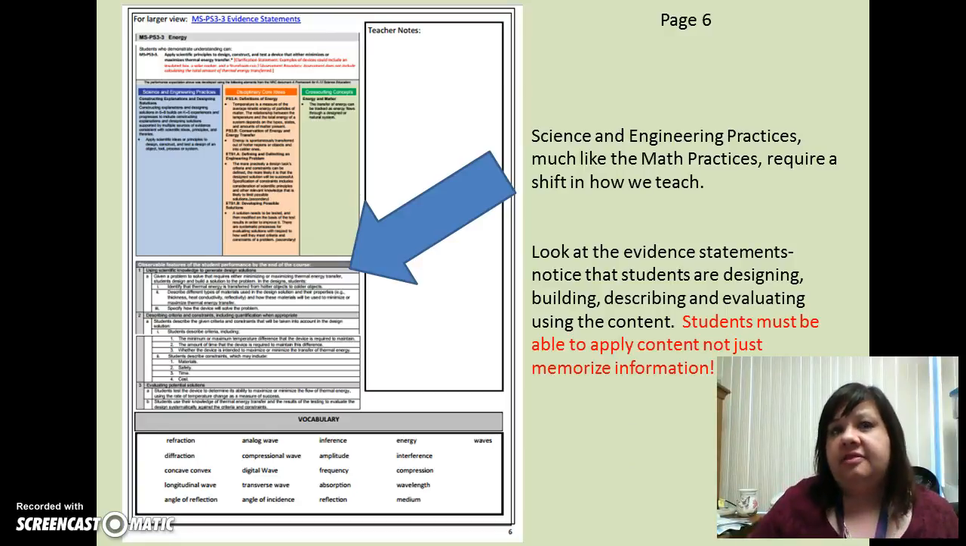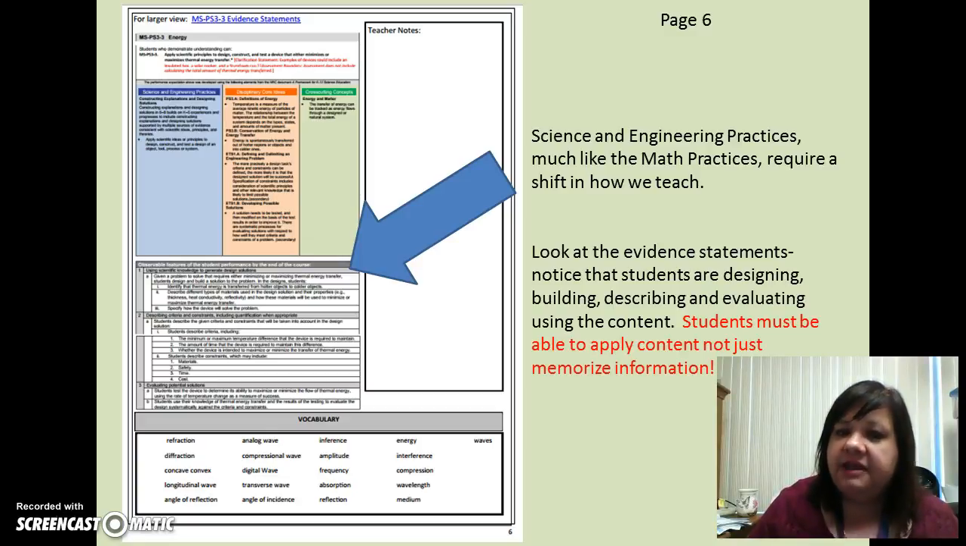The other thing is that the science and engineering practices are like the math practices. They are requiring us to shift in how we teach. It's not just what we teach, but how we teach. When we look at those evidence statements on page 6, you should see that students are identifying things, designing things, building, describing, and evaluating. Those are higher level skills of application and above. It's not enough for kids to memorize information. They have to be able to apply that information at a higher level skill.